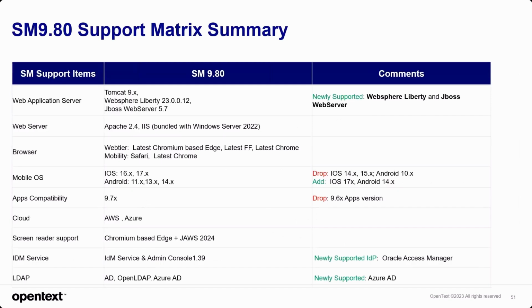And as you may know, from maybe Service Manager 9.72 or 71, we dropped WebSphere because WebSphere doesn't support Java 11. But we understood we still have some customers that are working on the WebSphere platform. Therefore, from Service Manager 9.80, we start to support WebSphere Liberty to make sure that those WebSphere customers can migrate their WebSphere to the Liberty version after they upgrade to Service Manager 9.80.